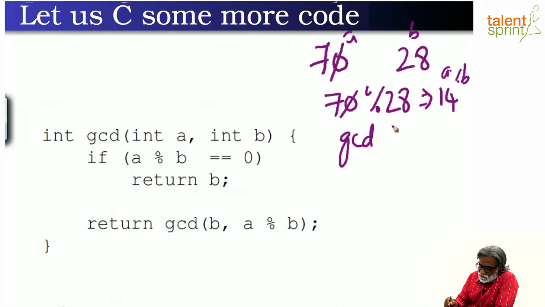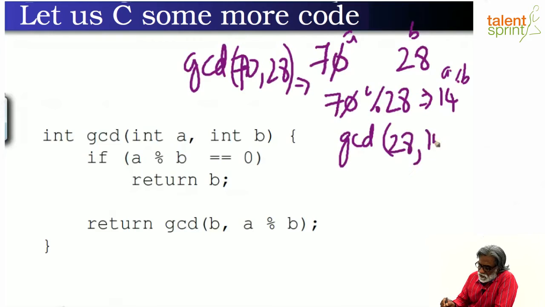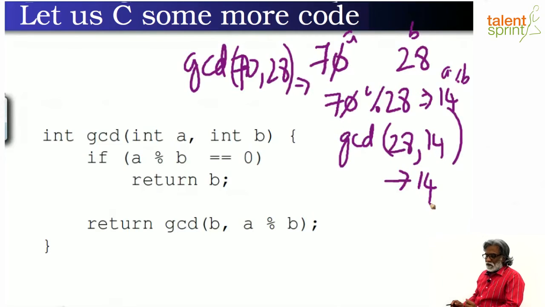So starting with GCD of 70 comma 28, I ended up with GCD of 28, 14. Now code says if A percentage B equal to 0, return B. 28 percentage 14 is 0, so the answer is 14. We found out in one shot.